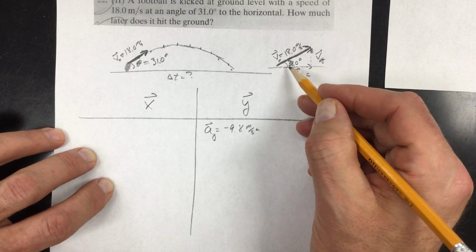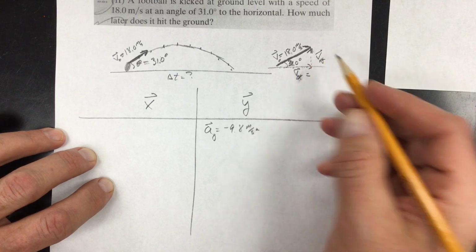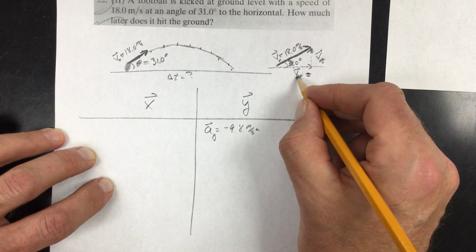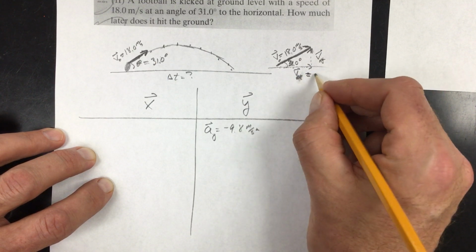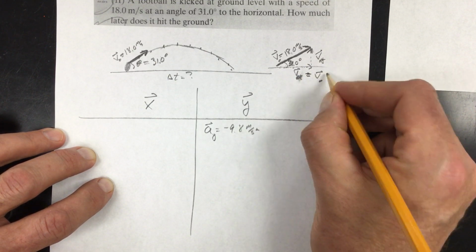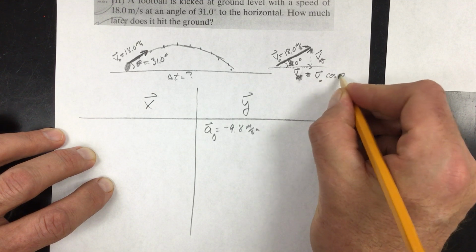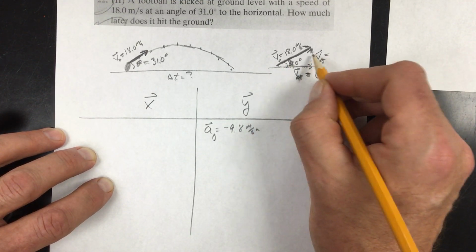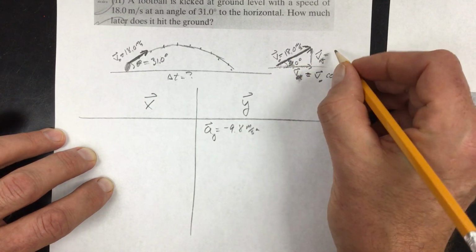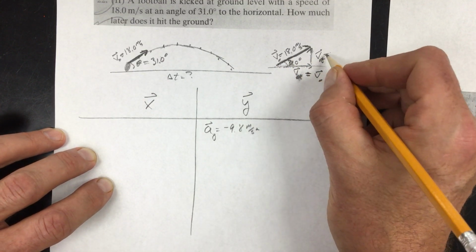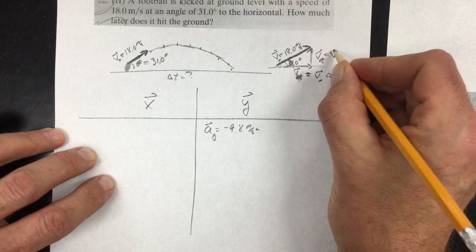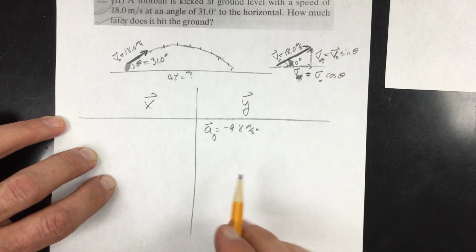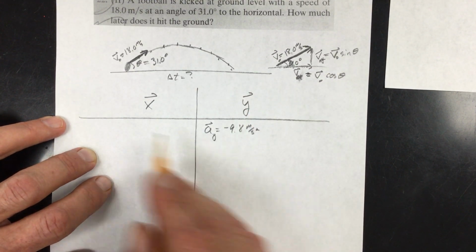CAH includes adjacent. Cosine equals adjacent over hypotenuse, and if I rearrange that, to find the initial velocity in the x direction, I would take the initial velocity times cosine theta, because this is the side adjacent to the angle. Since this is the side opposite to the angle, to find the initial vertical velocity, I would take the initial velocity times the sine of theta. I'm guessing this is going to be important information, so I'm going to include it down here.